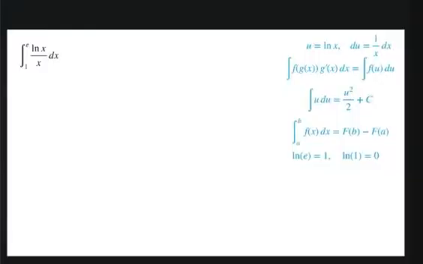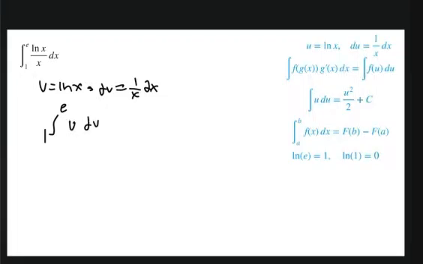Let u equal ln x. Then du equals 1 over x dx. So then the integral becomes, from the integral of 1 to e, ln x over x dx, just the integral from 1 to e of u du.